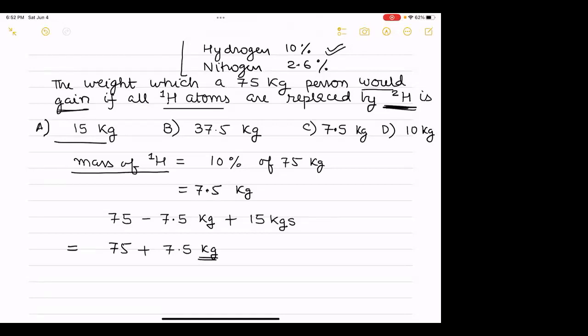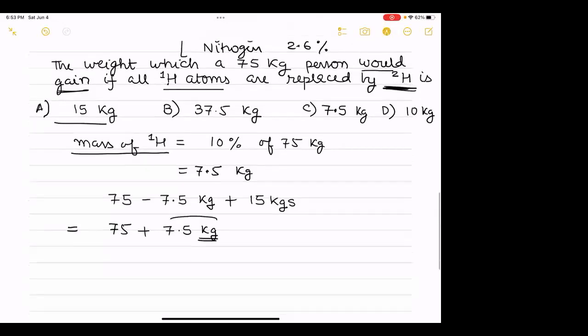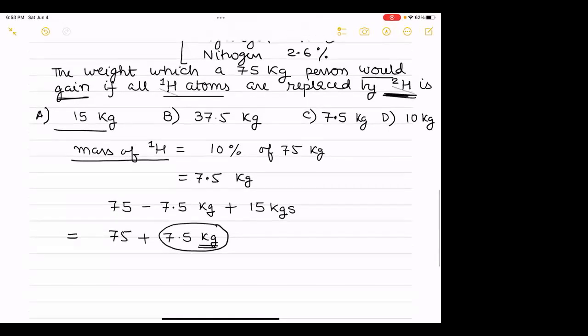Is it clear? Yes, sir. So the answer will be 7.5 kgs. Actually, the total mass of deuterium which was introduced was 15 kgs, but you need to answer what is asked. Initially, I had not read the question properly. The weight which a 75 kg person would gain is 7.5 kg. So the answer is going to be C.